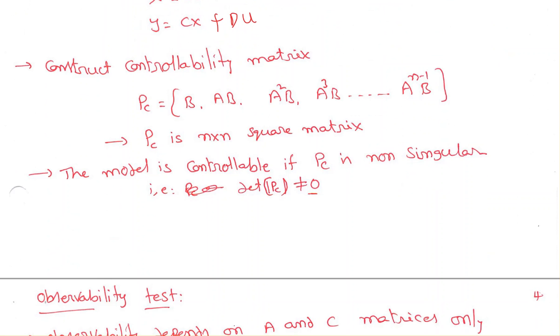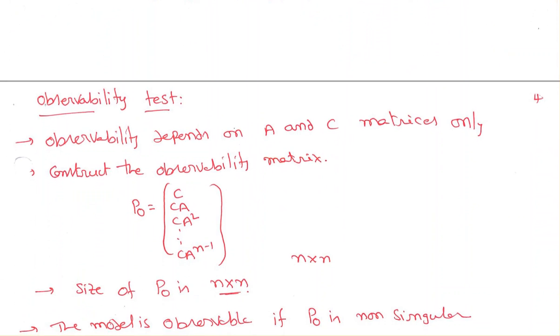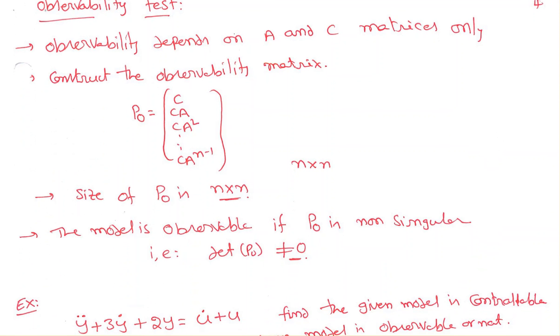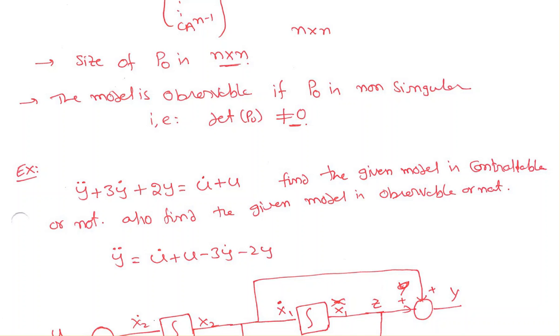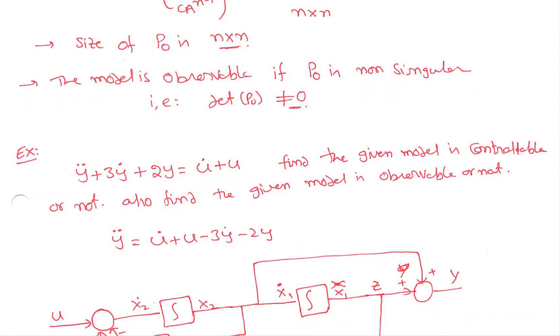That's about controllability. Observability depends upon the A and C matrices. So construct the observability matrix P naught, where the 0 indicates observability: C, CA, CA square, and so on, up to C times A to the power of n minus 1. P naught is of size n by n. The model is observable if P naught is non-singular, that is, the determinant of P naught must not equal 0. That's what it indicates.